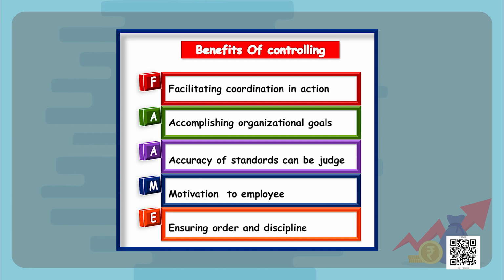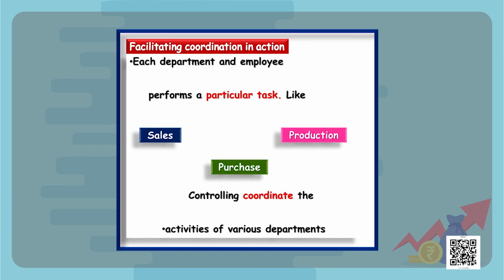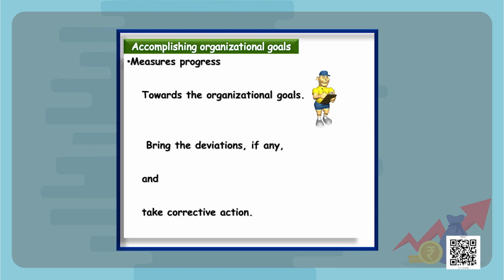Now, let us move ahead and discuss the benefits of controlling. So, the first benefit of controlling is it facilitates coordination in action. Each department and employee performs a particular task like sales, purchase and production; they have been assigned different tasks to perform. So, controlling serves as a coordination technique between all these departments. Then it helps in accomplishing the organizational goals. As controlling measures the progress towards the organizational goals and brings out the deviations if any, it helps us to take corrective action. This leads to achievement of organizational goals effectively and efficiently.